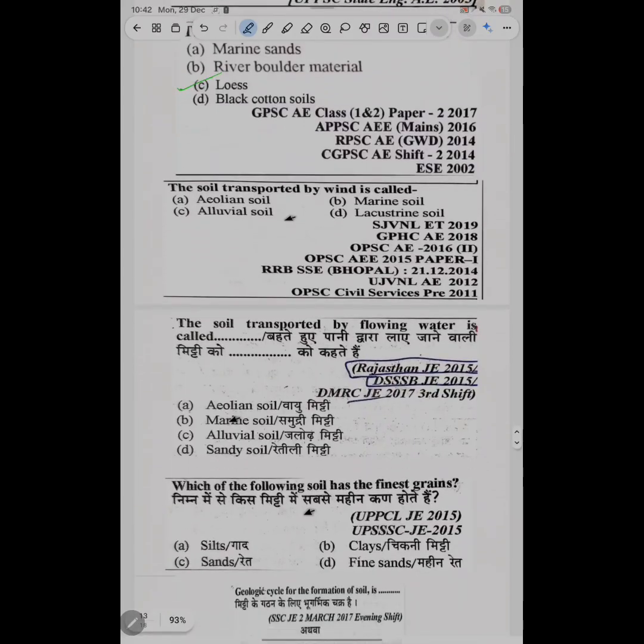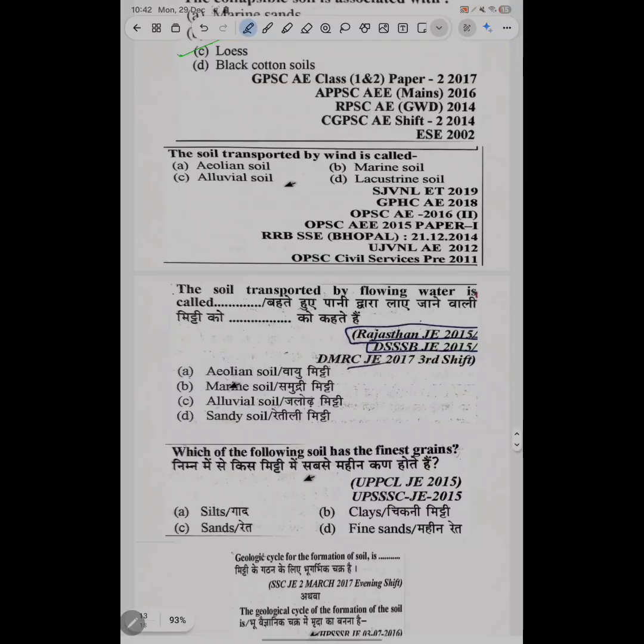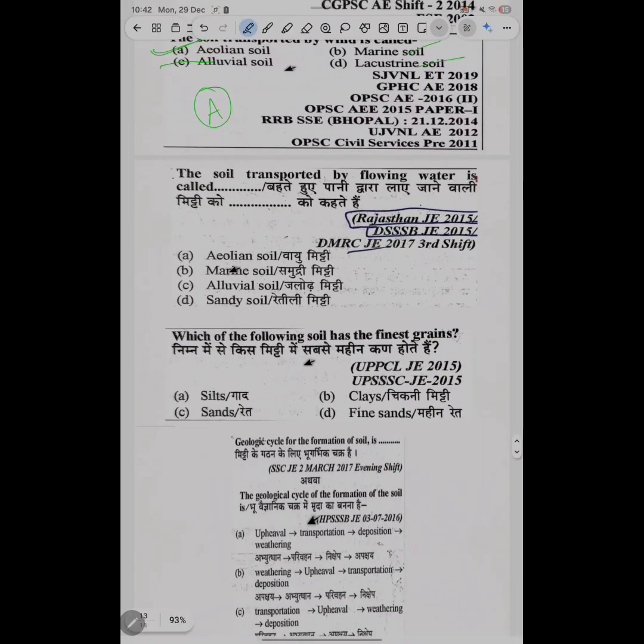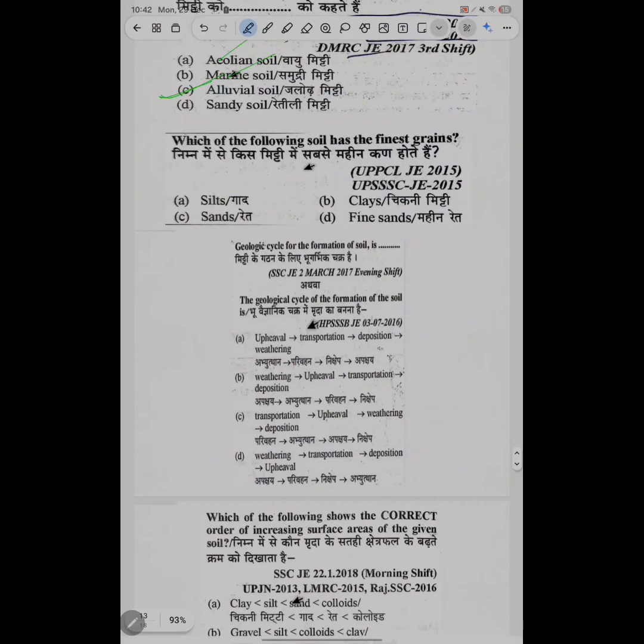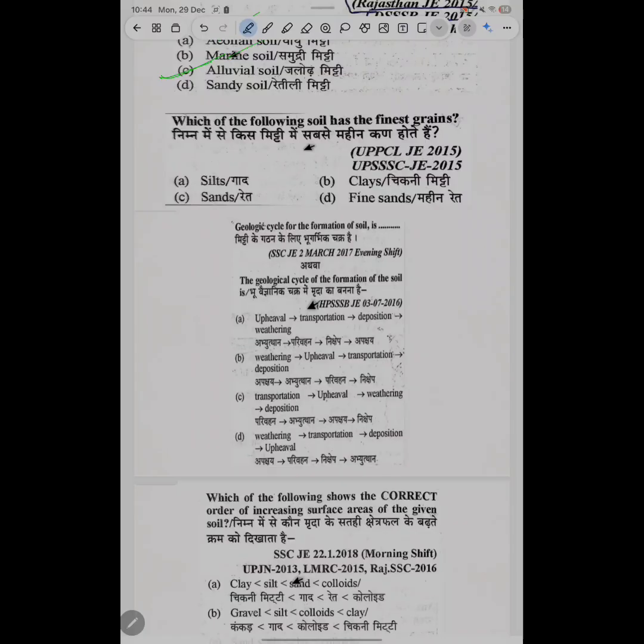Okay. Next, the soil transported by wind is called. Alluvial soil is by running water, marine is seawater, lacustrine is lake. So by wind is aeolian soil. Option A. Okay. Next, the soil transported by flowing water is called alluvial soil. Aeolian is wind, marine is seawater. Okay. Next, which of the following soils has the finest grains? Silt, sand, clay, fine sand. So here the answer is clay.